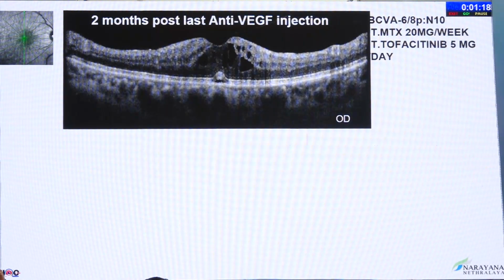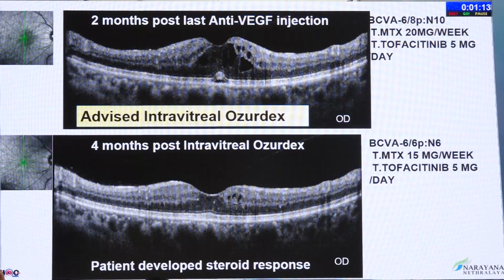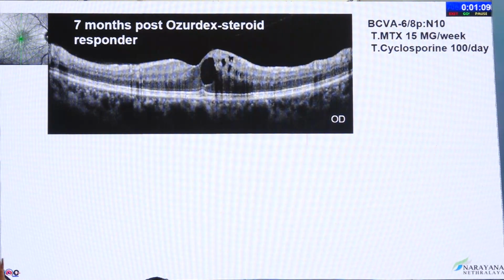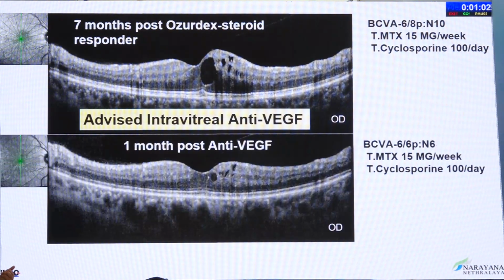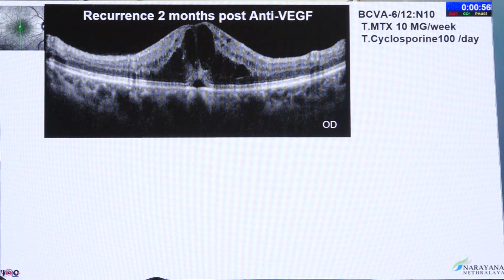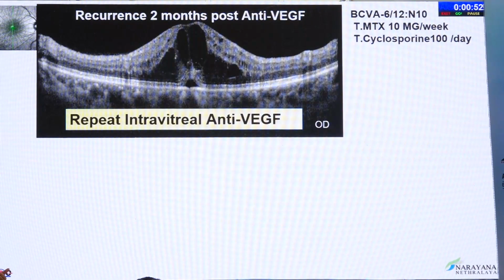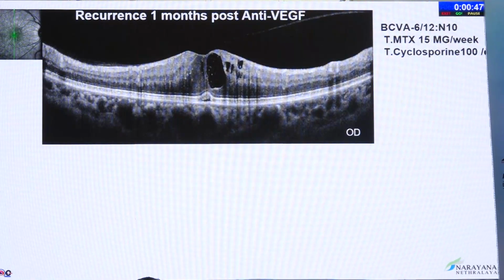Two months post anti-VEGF, again there was a flare-up of macular edema, and we advised Ozurdex. The patient developed steroid response. It was okay. Once the effect was over, the macular edema started appearing again. We advised intravitreal anti-VEGF. One month post anti-VEGF, we could see resolving macular edema. Again, the macular edema bounced back. Two months after anti-VEGF, we repeated intravitreal anti-VEGF agents, following which we could see resolution.